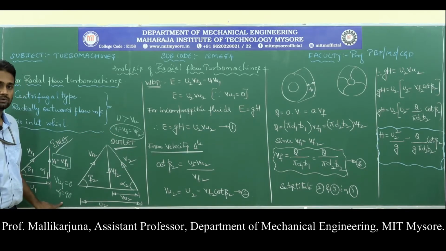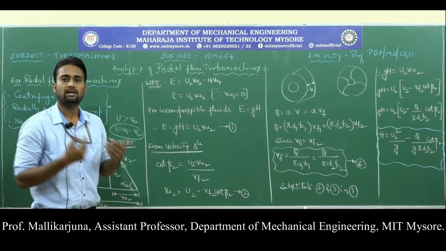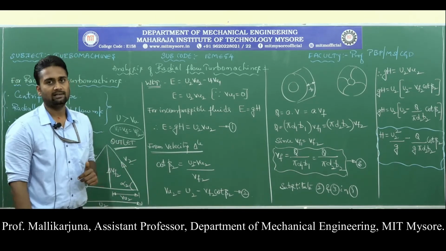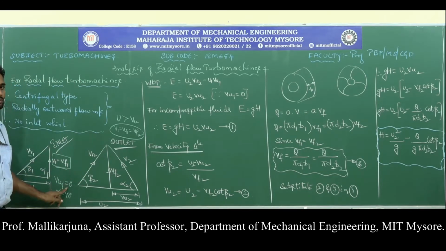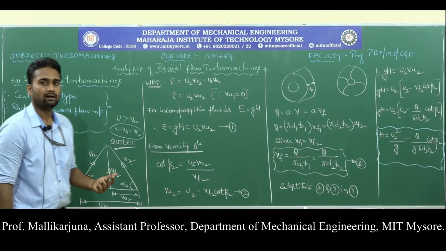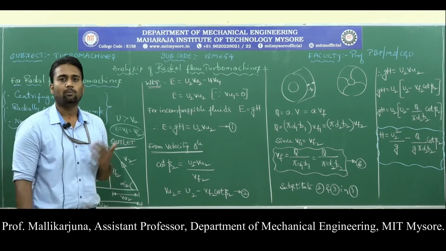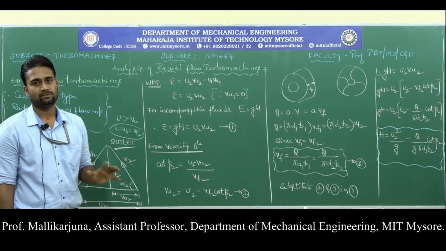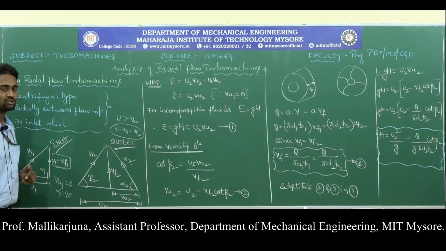What do you mean by alpha 1 is equal to 90 degrees? There is no whirl at the inlet. No whirl in the sense the entry itself becomes the radial entry, and Vu1 is equal to 0. Once the whirl at the inlet becomes 0, obviously Vu1 becomes 0. So, these are the things related to the velocity triangles.